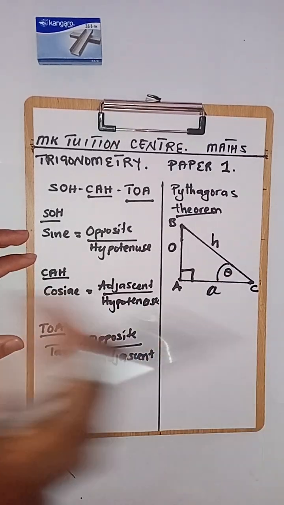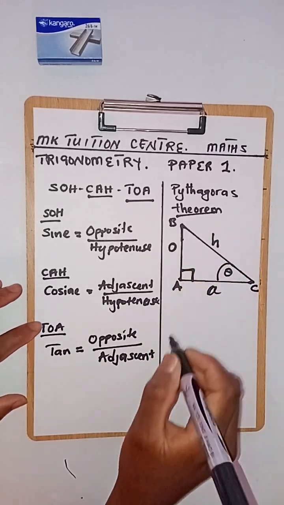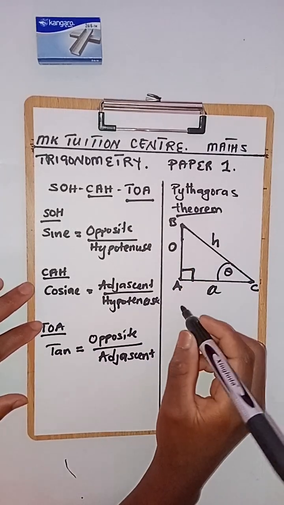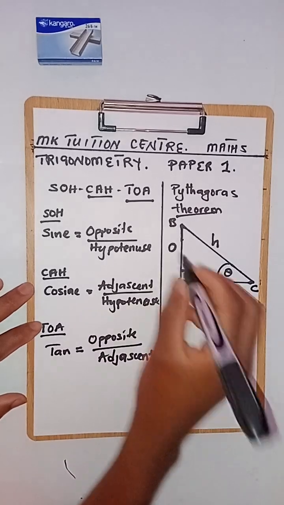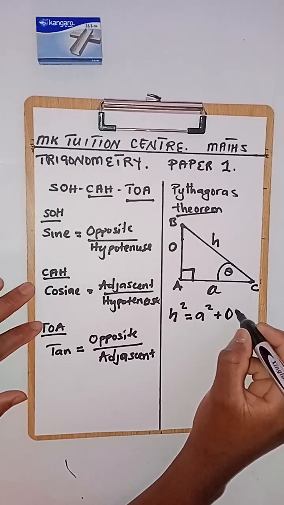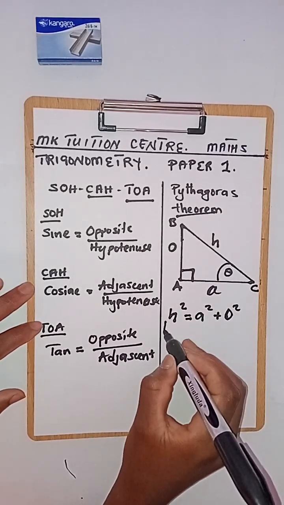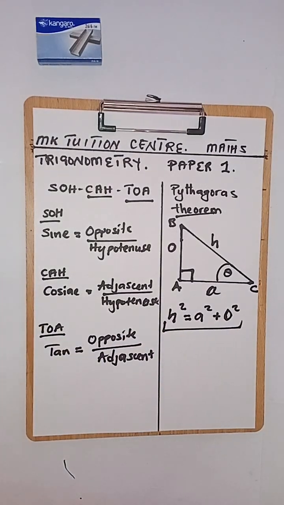Now, upon having the sides, always begin with the longest side, which is the hypotenuse. So just say h squared is equal to, now add the 2, a squared plus o squared. So this is the Pythagoras theorem. If you have values, you can just substitute, and then you're going to find the actual answer you are looking for.